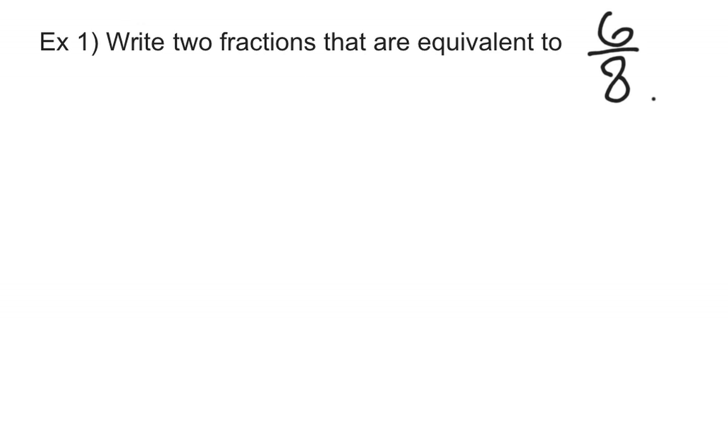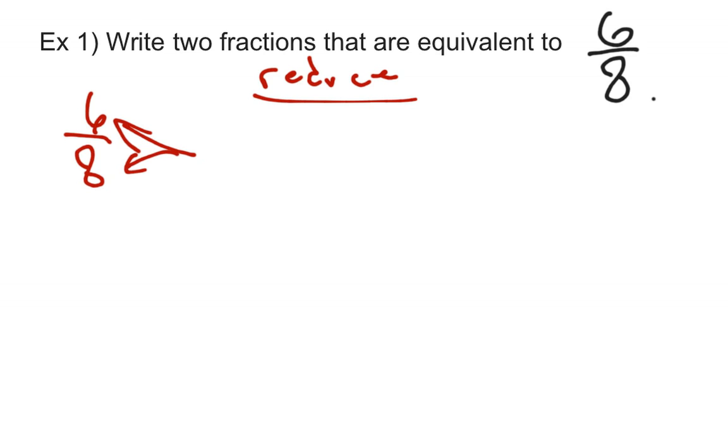Okay, example 1. Write two fractions that are equivalent to 6/8. So I'm going to start by rewriting this: 6/8. If I'm going to write something equivalent to this, I have to find something that is equal to 6/8. The first thing we can do is simply reduce the fraction. I'm looking at the 6 and the 8, and I'm trying to find a number that I can divide both the 6 and the 8 by. That goes back to our divisibility rules. The first thing I notice is that both the 6 and the 8 are even, and if they're both even, that tells me I can divide by 2.